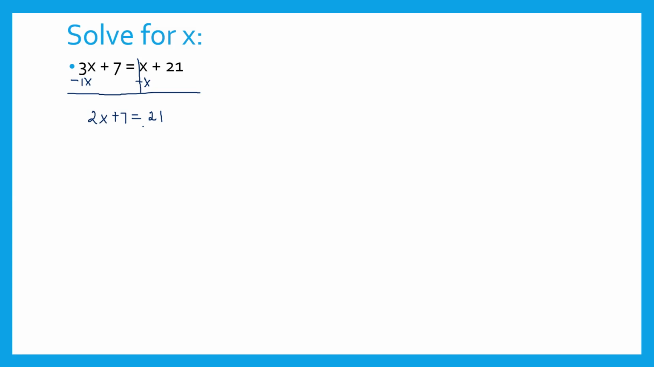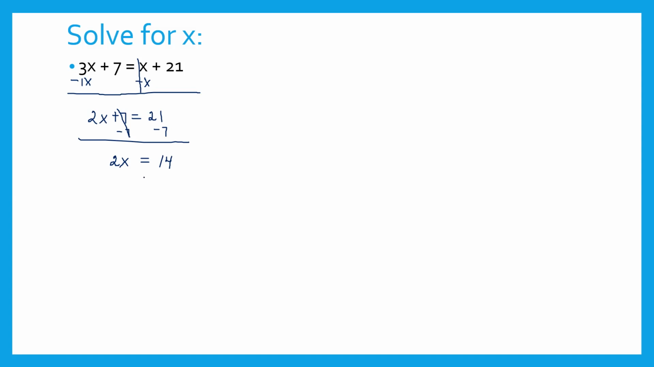Now, the 7 and the 21 are both constant terms, and they're separated by that equal sign, so I need to do the opposite. So I'm going to subtract 7 on the left and the right of the equals. On the left-hand side, + 7 and - 7 cancel, so that side is just 2x. And on the right-hand side, I do the math, so 21 minus 7 is 14.